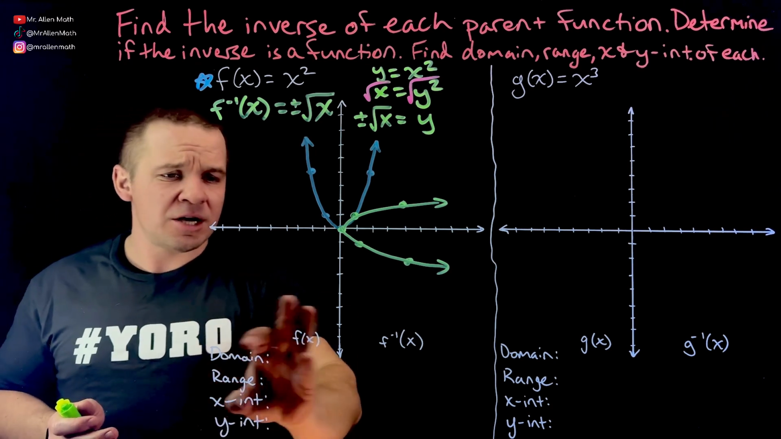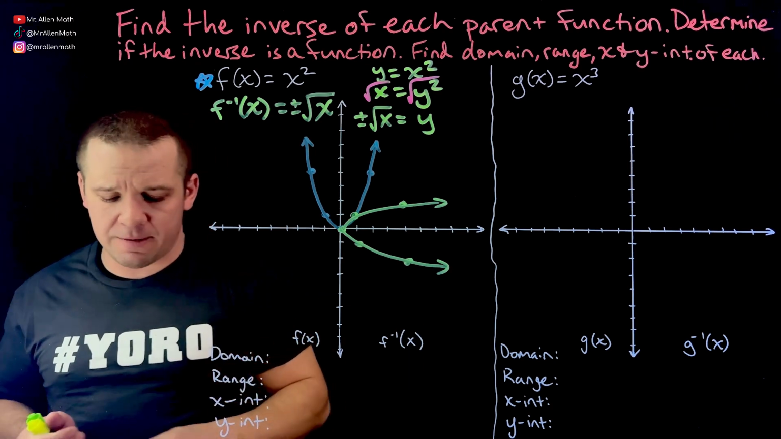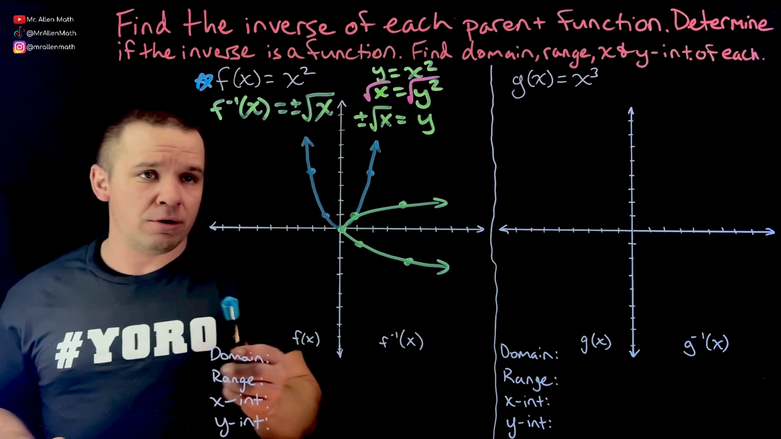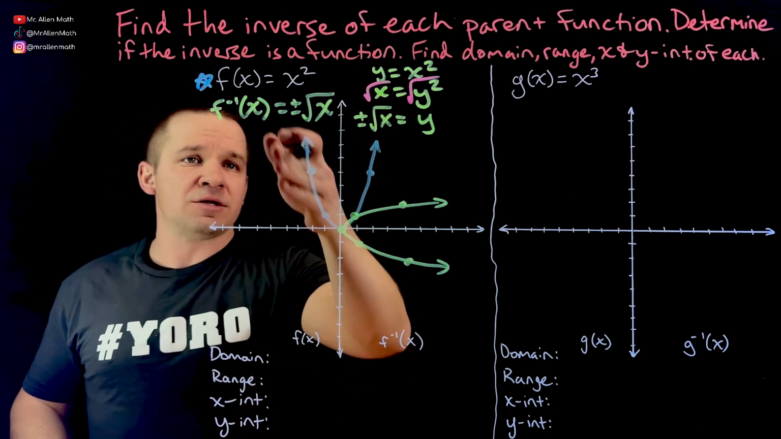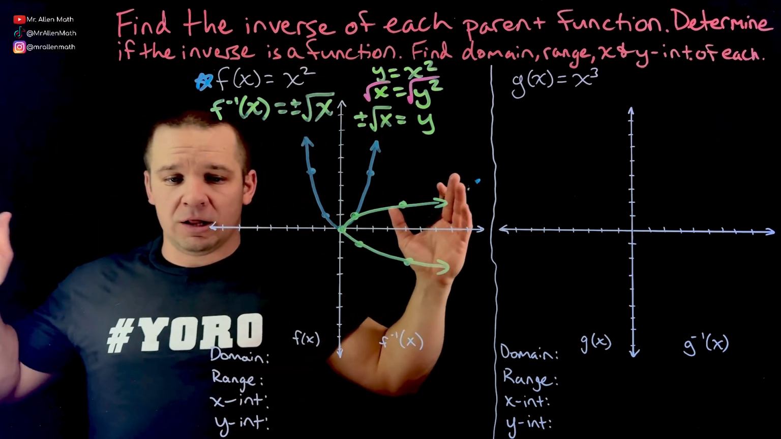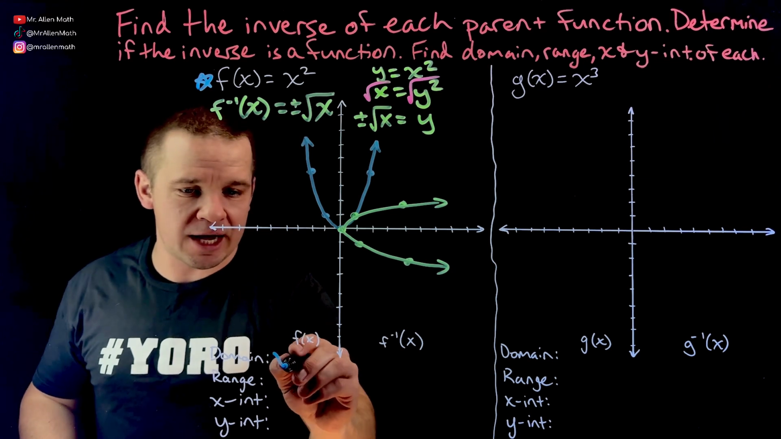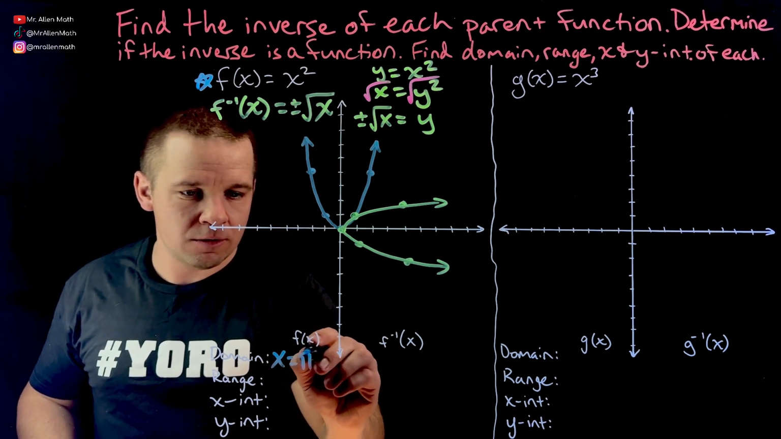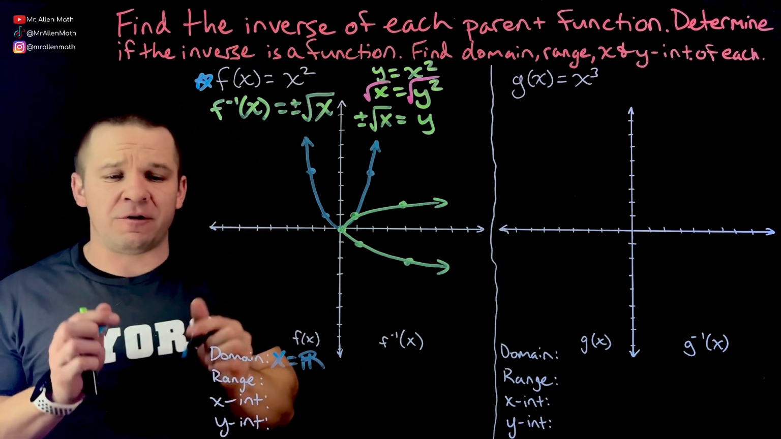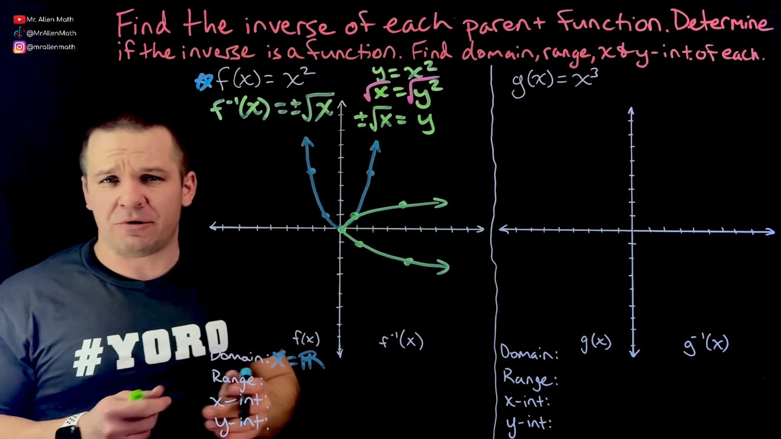So let's go ahead and talk about our domain and our range here, okay? For the first one here, we'll do that in blue. My domain is all real numbers here. It keeps getting wider left and right. So I'm going to say x equals all reals. You could also go from negative infinity to positive infinity if you would rather use interval notation.